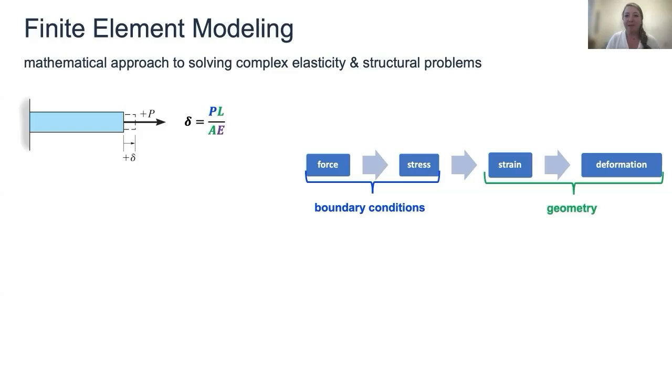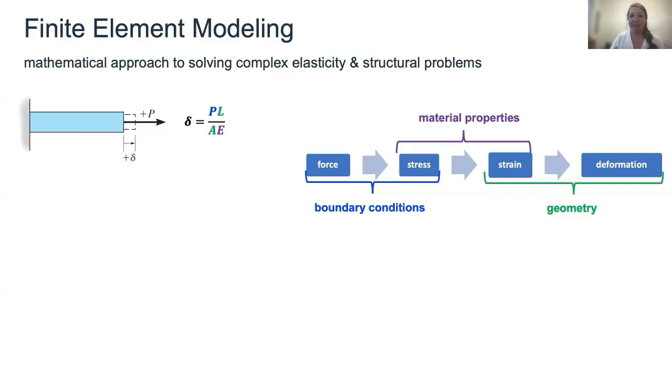Relating strain and deformation is the geometry of our problem. In this case, with our simple beam, we have a length and cross-sectional area. Then we have our material properties, which relate our stress to our strain. In the case of our beam, this is a single parameter, our elastic modulus. With these components, we can solve this problem.